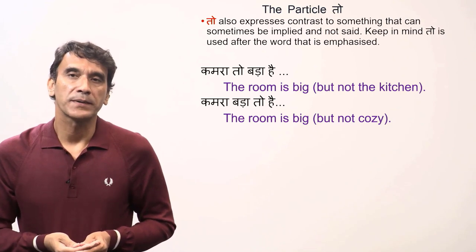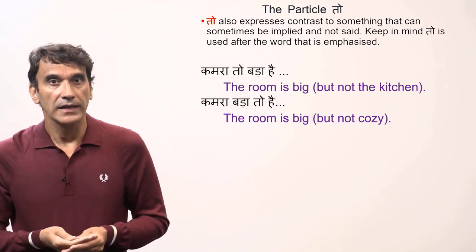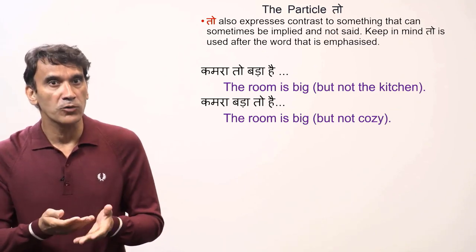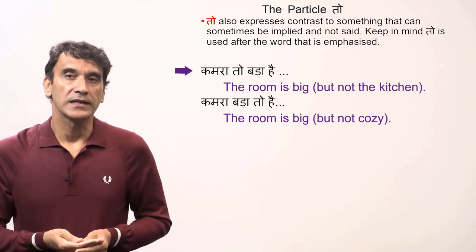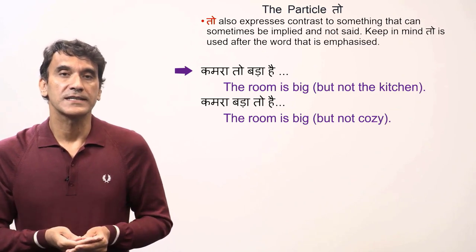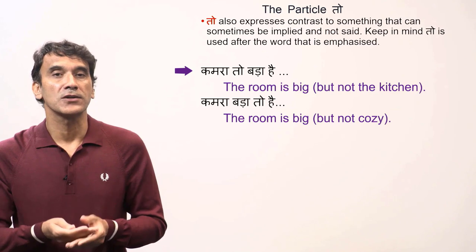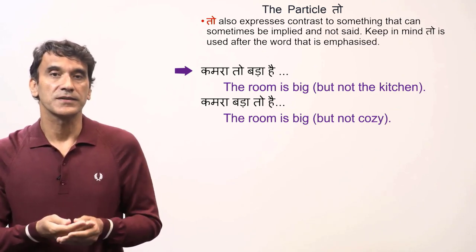"To" can also be placed after a word to emphasize it in contrast to something else. That something can be expressed in a sentence or it can only be implied without being said. Let's take some examples. "Kamra to bada hai." The room is big, but not the kitchen. The word emphasized here is "kamra", the room, and it is put in contrast to something else, which is not said but might be implied. For example, in this case, kitchen.